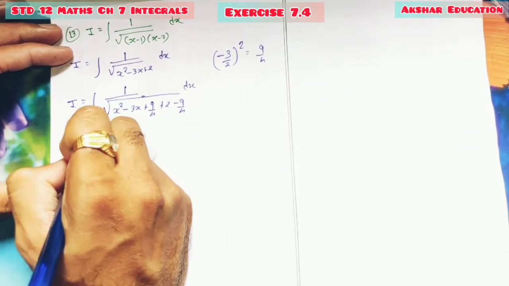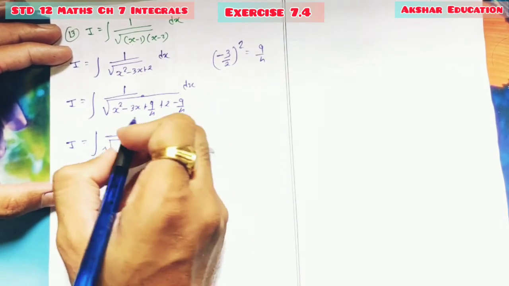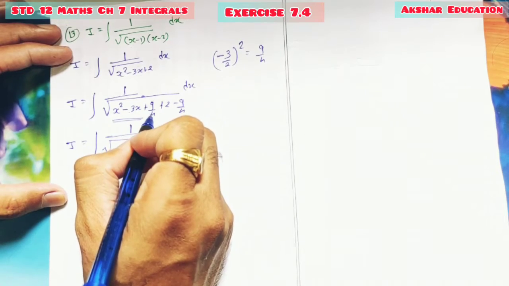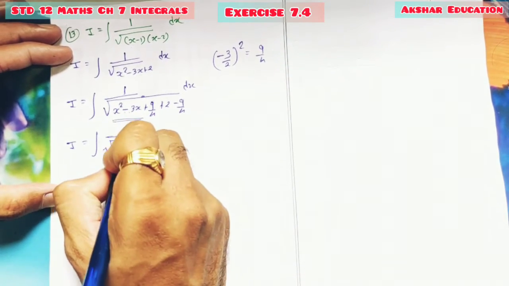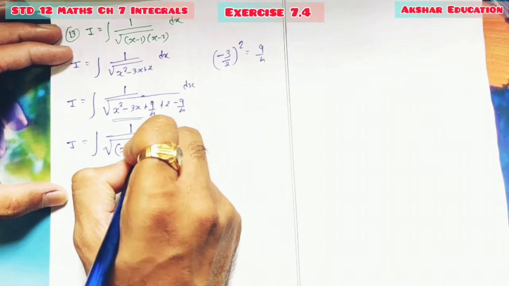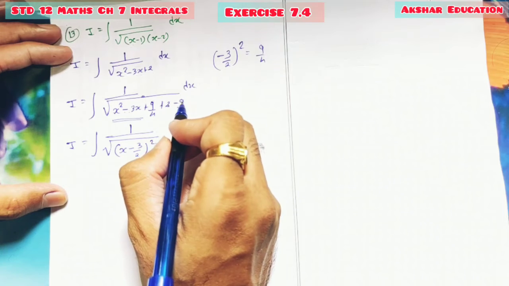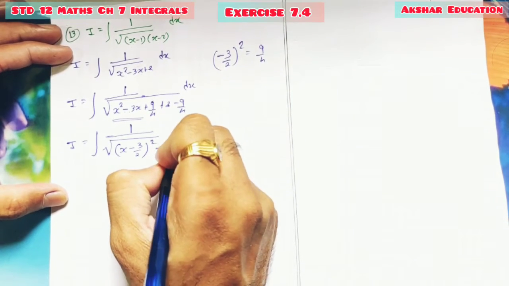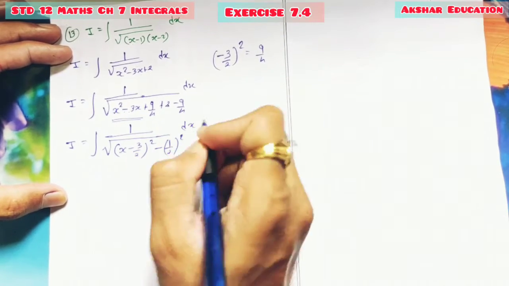So our integration I is the integration of 1 upon square root of, this is a perfect square trinomial, x square minus 3x plus 9 by 4. Factors are x minus 3 by 2 whole square, and this will be 4 into 8 minus 9, that is 8 minus 9 minus 1 by 4. So minus 1 by 4 is nothing but minus 1 by 2 whole square, and dx.